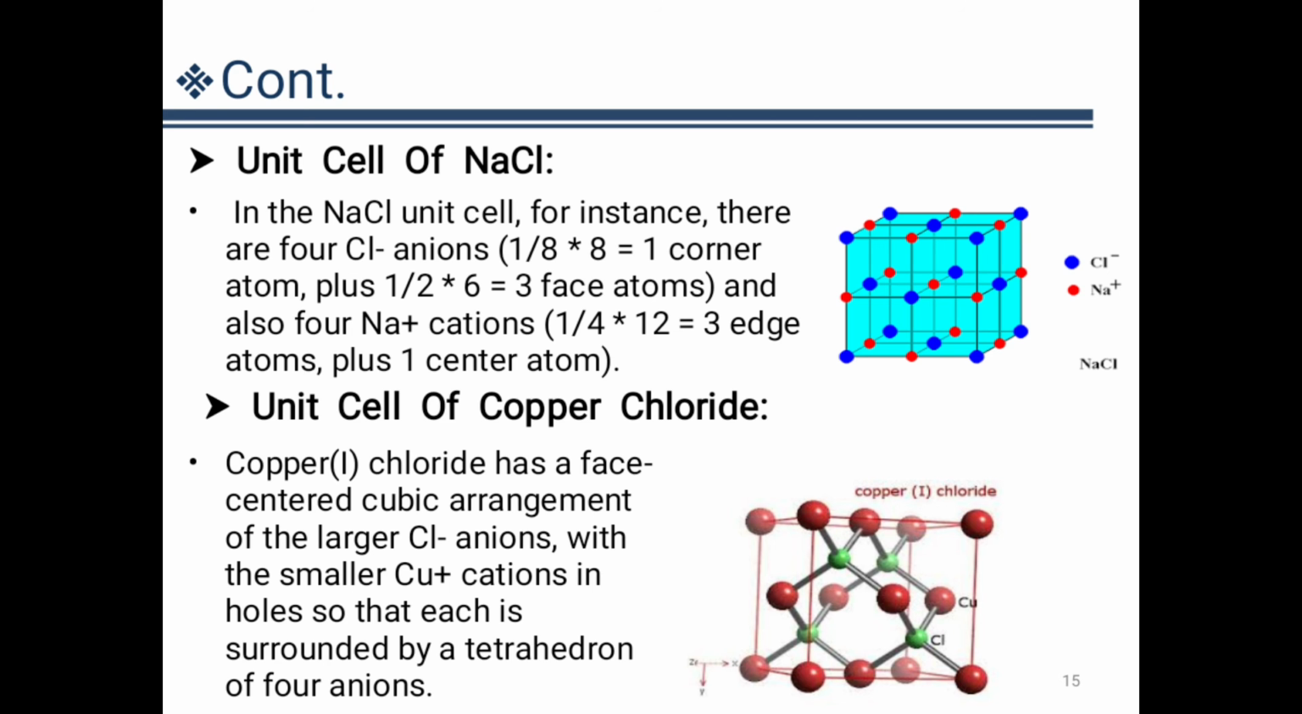Unit cell of copper chloride. Copper chloride has a face center cubic arrangement of the larger chloride anions with the smaller copper cations in the holes, so that each is surrounded by a tetrahedron of 4 anions. So in the above structure, chlorine is shown by the blue color, and sodium by the red color. So here is the structure of copper and chloride. They are linked by the bond.